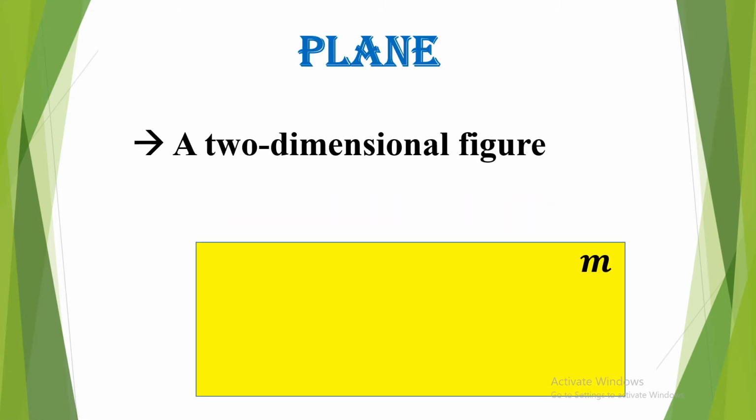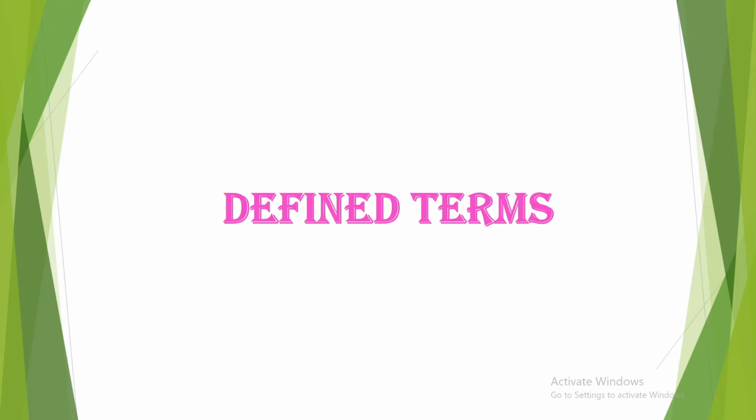So those are the three undefined terms in geometry: the point, the line, and the plane. Let's now proceed to the next component, which is the defined terms. We will be having terms that have a formal definition and can be defined using other geometrical terms.